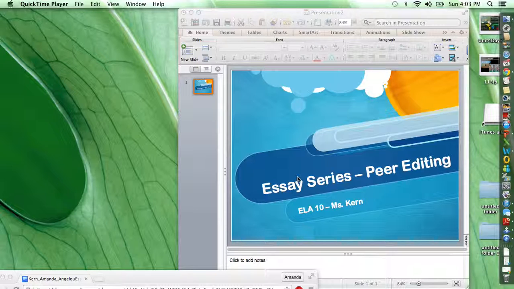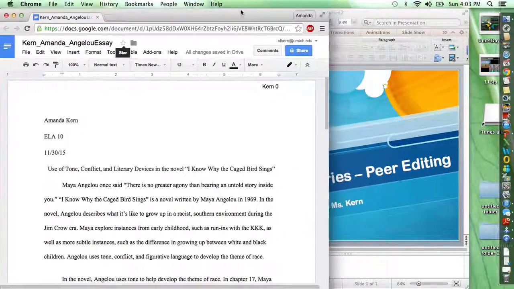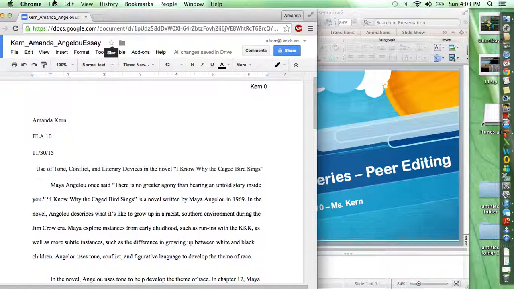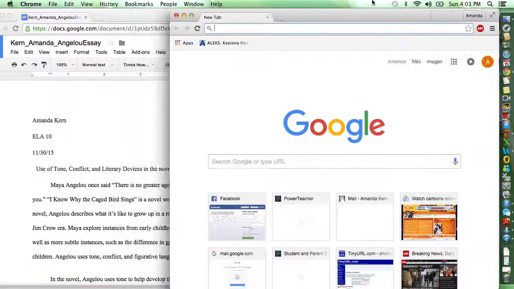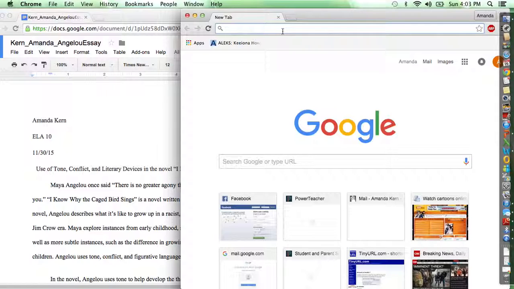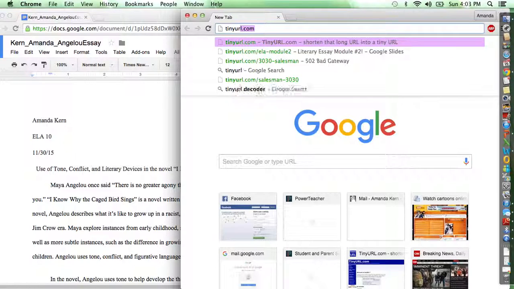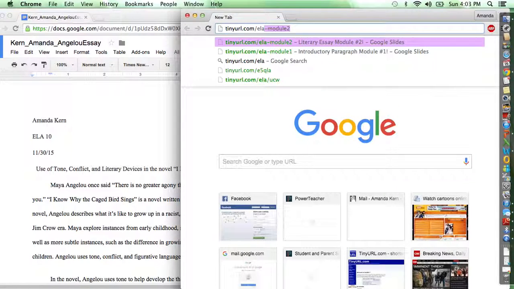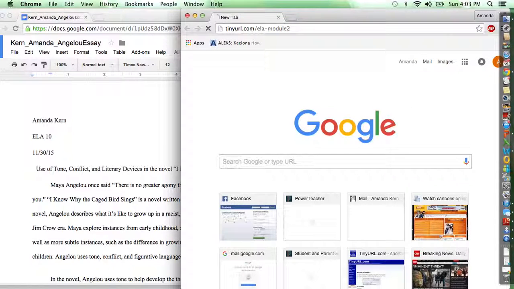Today you're going to learn how to engage in peer editing. The first thing you're going to need is your completed essay. And the next thing you're going to need are your notes. So open up a new tab and type in tinyurl.com/ELA-module2.